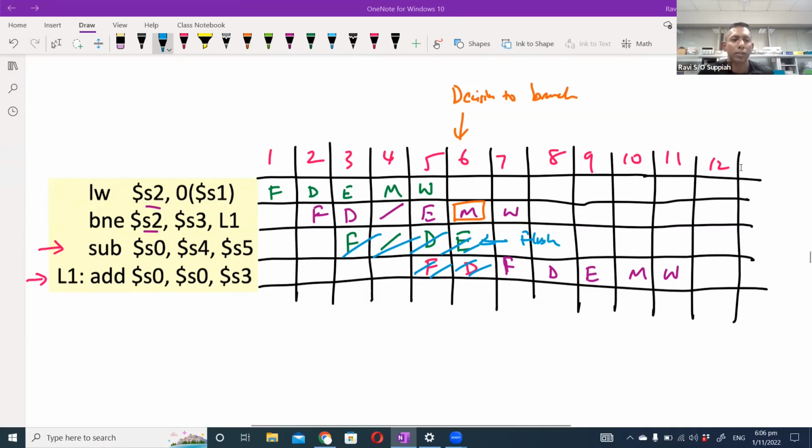So this strategy doesn't improve the timeline much because our decision is still in the mem stage, correct? If I want to improve it, then I have to use early branch prediction by moving it to the decode stage. Then I would have saved 2 clock cycles. Is that okay? Any other questions?